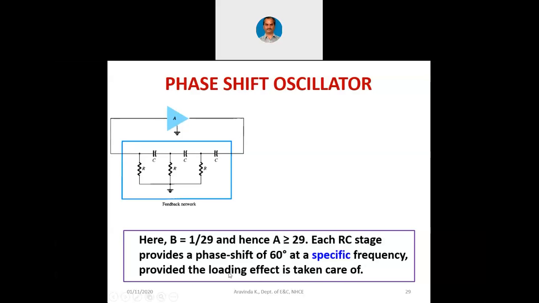Now, provided the loading effect is taken care of. What is the meaning of loading effect? Here we assume it is an ideal amplifier. If it is an ideal amplifier, it will not take energy from the feedback network. That is our idea. That means input impedance should be much larger such that there will not be any loading effect of this R to the input impedance of the amplifier.